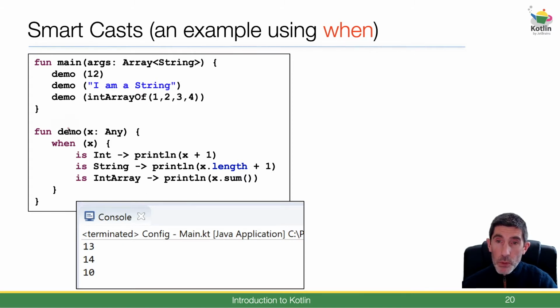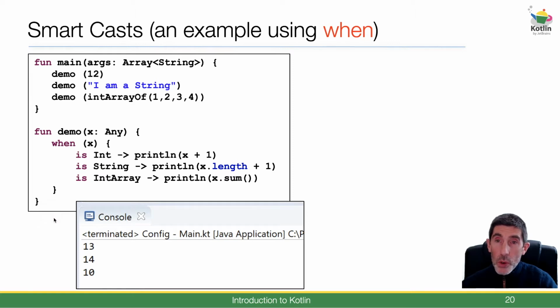Examples are a version 2 of our demo function. So again, still taking in any type of variable, but we use a when instead. Inside it, we're saying when x, if it is an int, we'll print x plus 1. If it's a string, we will print x.length plus 1. And if it's an integer array, we will print x.sum. So there's quite a lot going on there in just 3 lines of code.